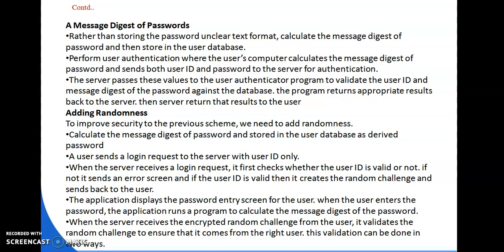Suppose I am a client and send a request to the server through the ID only. When the server receives a login request, it first checks whether the user ID is authenticated or not. If it is authenticated, then it creates a random challenge and sends it back to the user. Clear? The application displays the password entry screen for the user. When the user enters the password, the application runs a program to calculate the message digest of the password. When the server receives that encrypted random challenge from the user, it validates the random challenge to ensure that it comes from the right user.